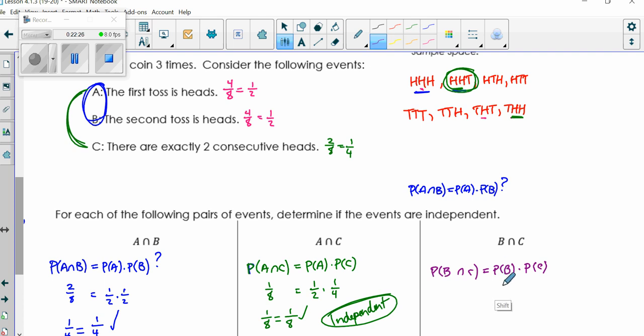The probability of B is 1/2. The probability of C is 1/4. And then I need to figure out what the probability of B and C are. So I need to know what the probability of both of these happening at the same time are. So let's see, the second toss is heads and there are exactly 2 consecutive heads. So right here, the second toss is heads, so this works. The second toss is heads and there's exactly 2.